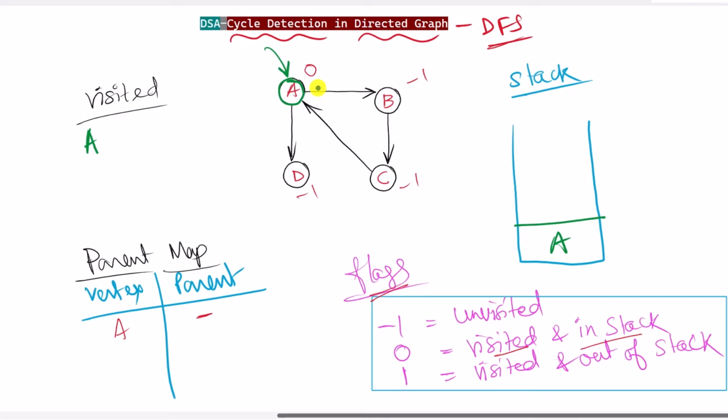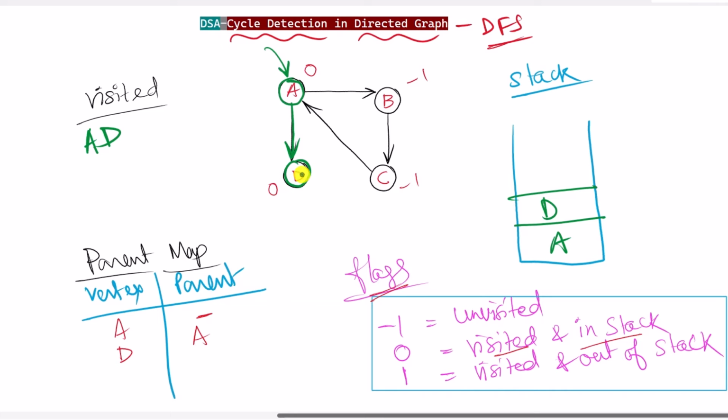From here we can either visit B or we can visit D. Let's now visit the vertex D. We mark this as visited and push it on the top of our stack. In our parent map, we have the vertex D and the parent is A, because we came from A to D. And here we modify the flag, so the flag will be set to 0.